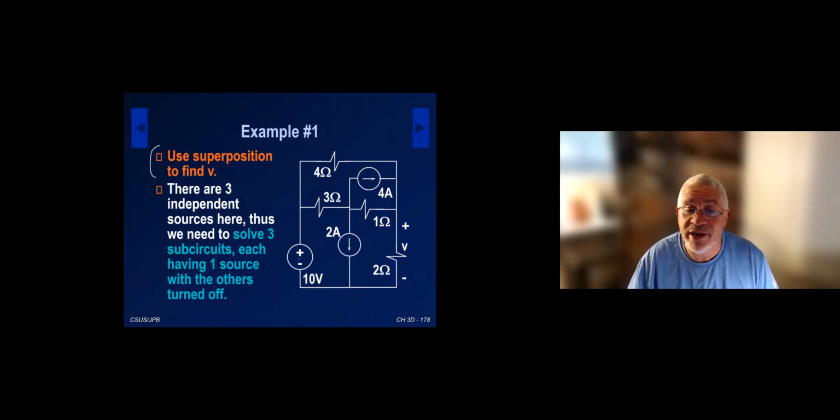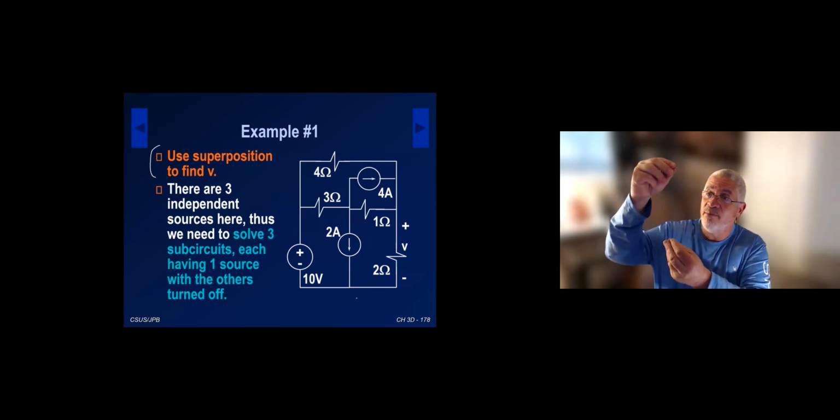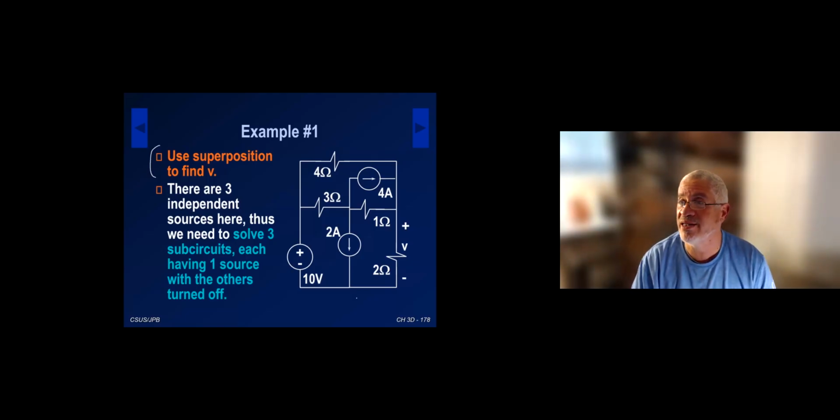The first circuit might be the 10 volt alone, turning off the 2 amp and the 4 amp. The second circuit will be the 2 amp alone, turning off the 10 volt and the 4 amp. The third circuit will be the 4 amp alone with the other 2 turned off. Of course, you have to know what happens when you turn off a voltage source and a current source. As we discussed on the previous slide, when we turn off a voltage source, we replace it by a wire. When we turn off a current source, we replace it by a broken wire to make sure the current is 0 between those 2 leads.